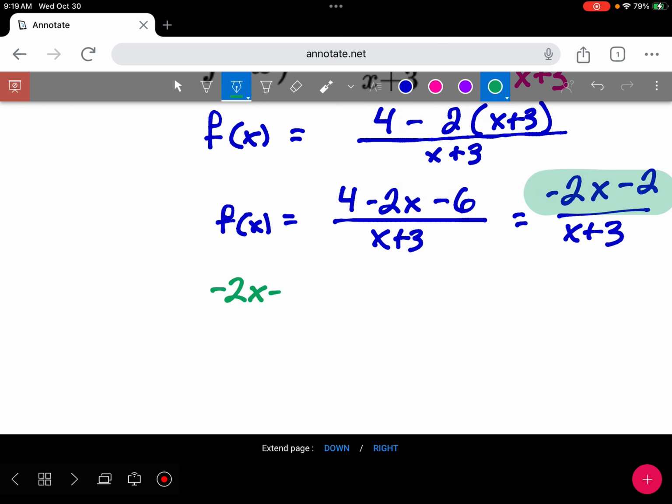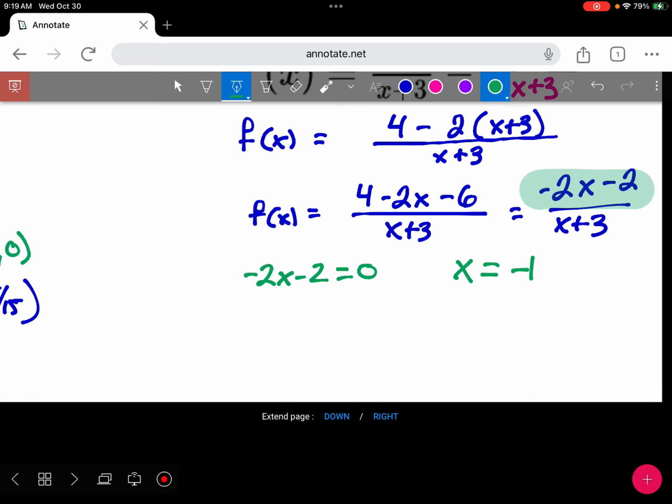Minus 2x minus 2 equals 0 when x equals negative 1. Add 2 to both sides, divide by negative 2, we get negative 1. So our x-intercept is at the point negative 1 comma 0.